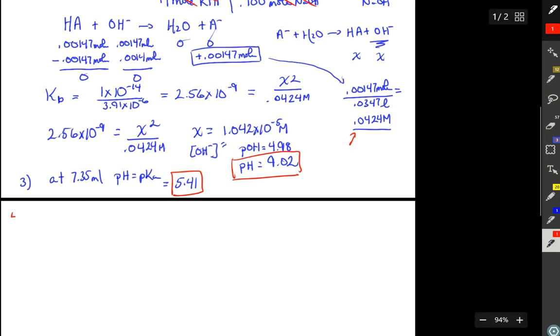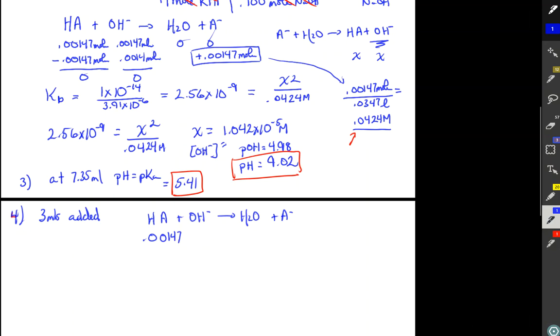So number 4 will be at 3 mils. 3 mils added, and we're talking about 3 mils of base. So this is what this thing looks like. HA, which is our KHP, plus OH minus yields H2O plus A minus. Okay, this is what my initial acid is, and we'll be using that a lot. That's moles now. This is all moles.